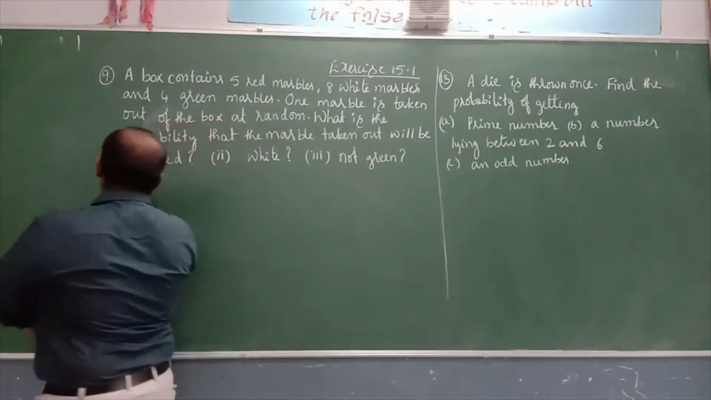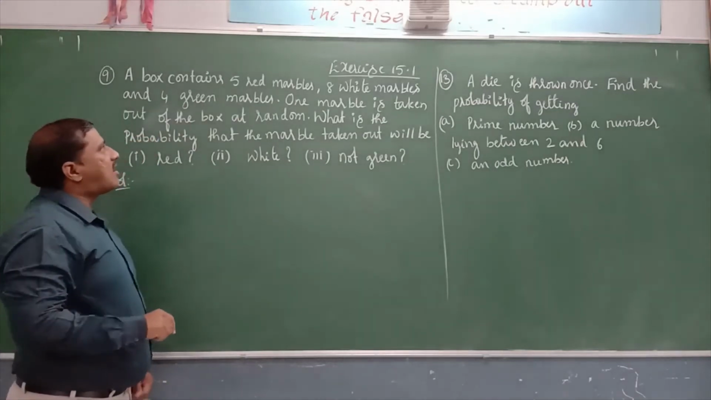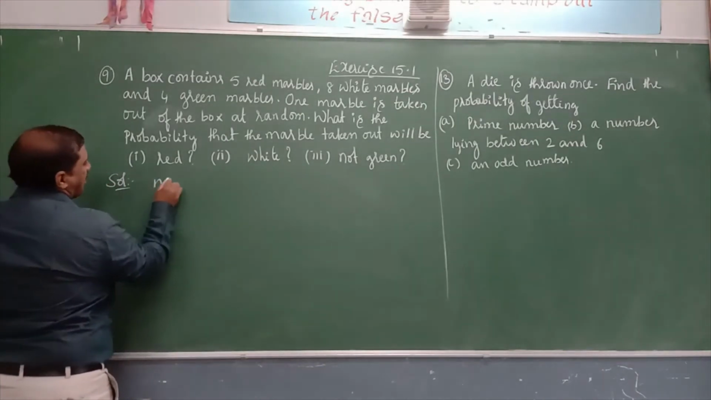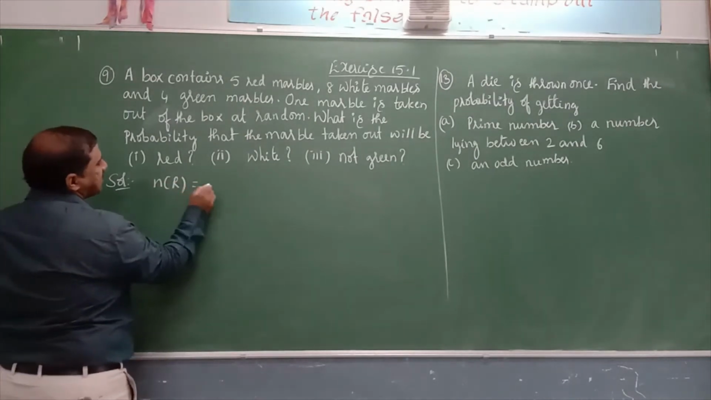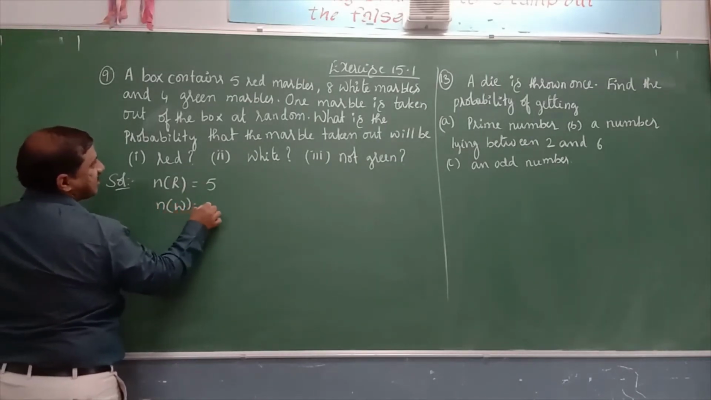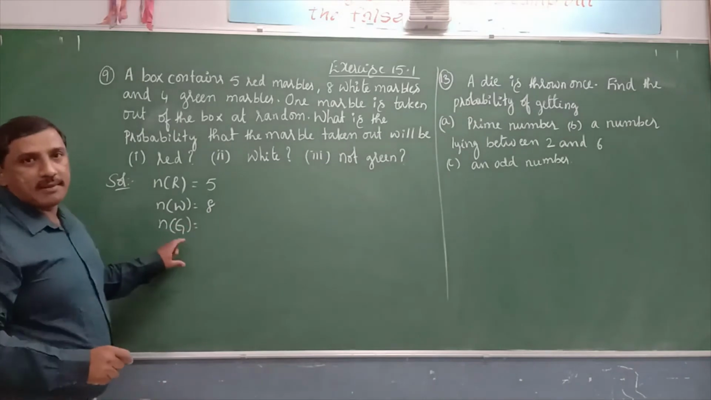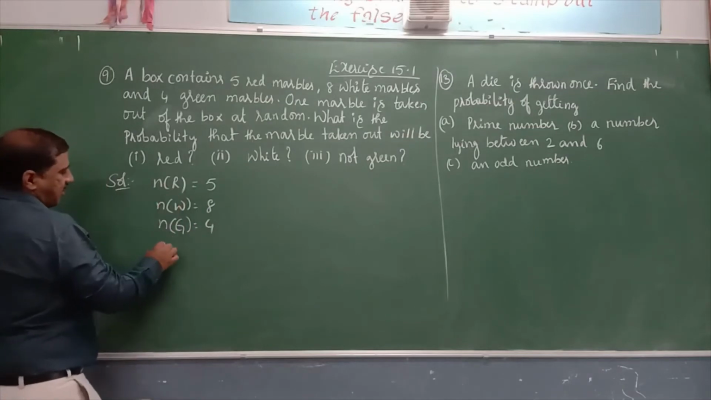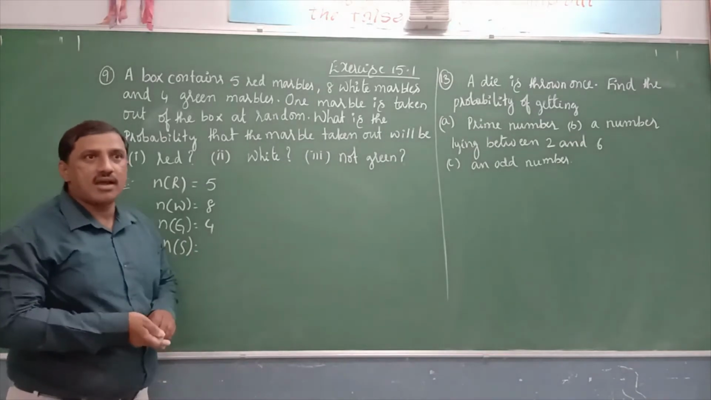So now we will write the given data. I am taking R for red, W for white marbles and G for green marbles. So N of R, the number of red marbles, is equal to 5. Similarly, N of W, the number of white marbles, is equal to 8, and N of G, the number of green marbles, is equal to 4. So the total number of marbles is N of S. S stands for sample space.